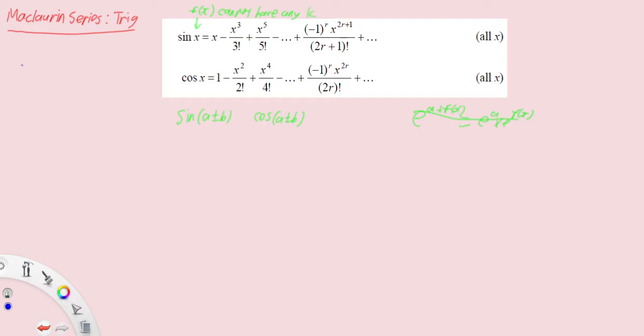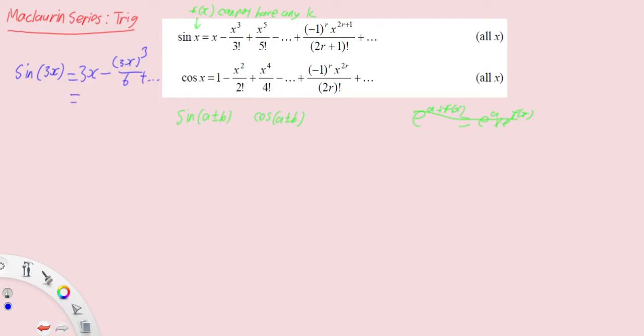So let's say we have sine 3x. It's all very simple, same thing. Replace every x with 3x, and let's say again we are only interested until the power 3. So first up, we have 3x minus (3x) whole thing cubed divided by 3 factorial, which is 6. So plus dot dot dot, because obviously if you go to power 5, then you'll have power 5.